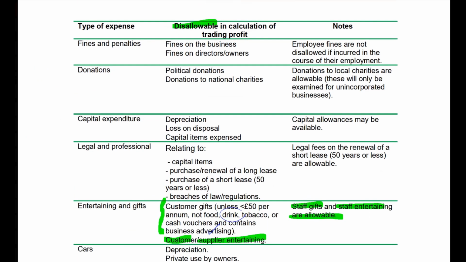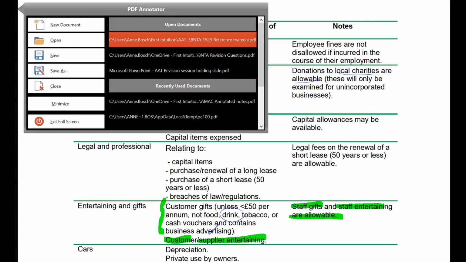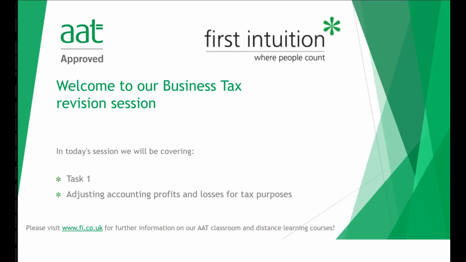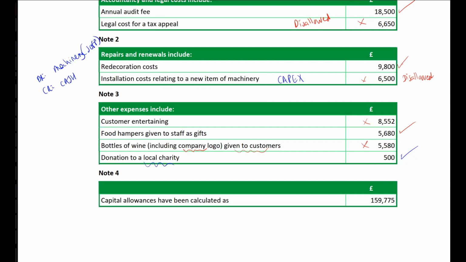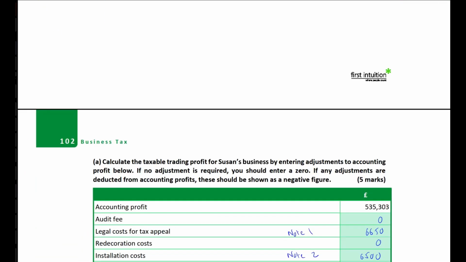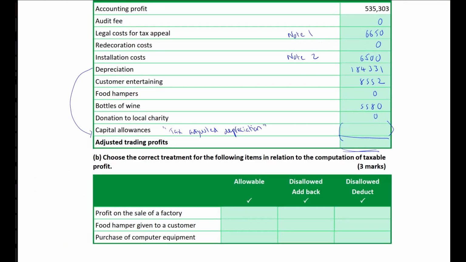It does mention it here. Disallowed, donations to national charities and political. Donations to local charities are allowable if you are a sole trader. They're not testable for companies. Oh, sorry, wrong one. Okay, so that one's fine. So I'm not going to add anything back for that one.